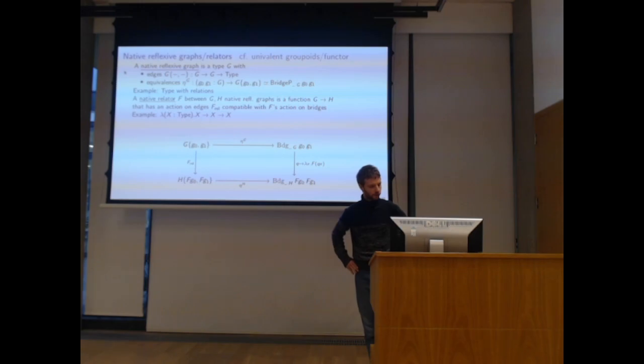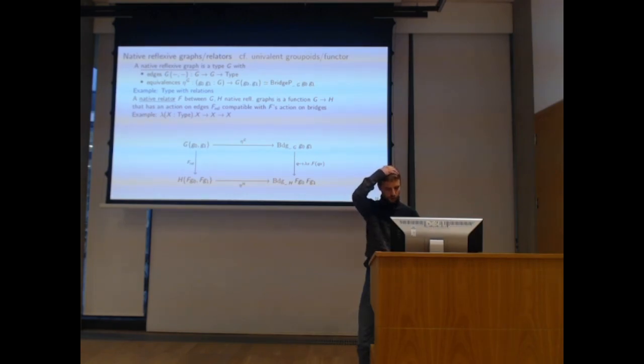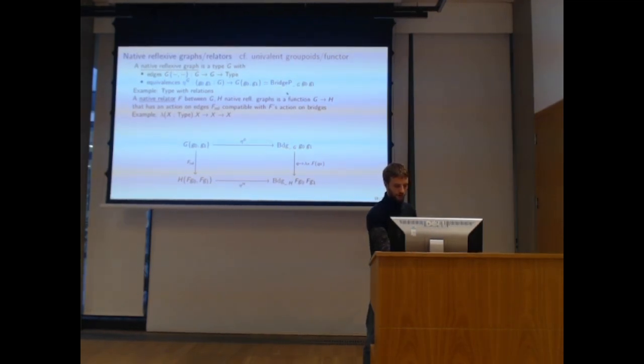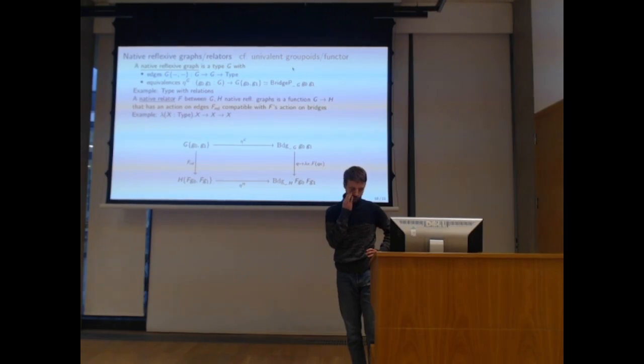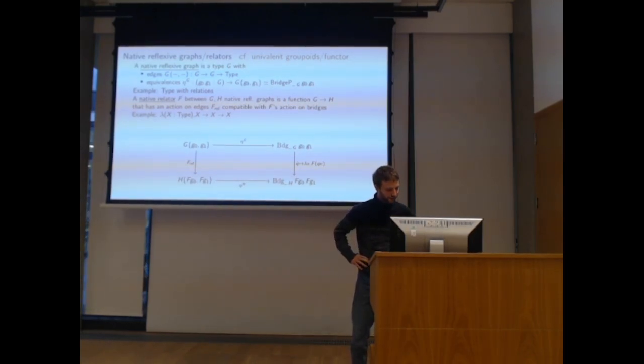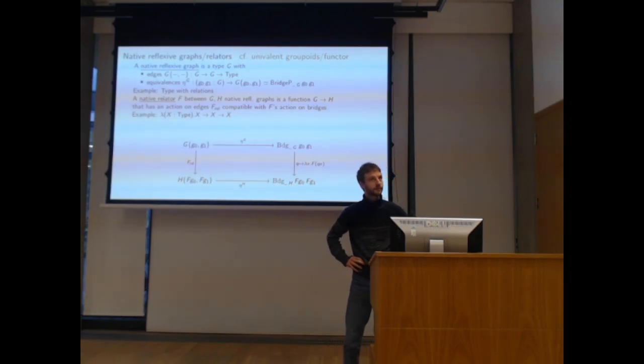So what's a native relator? First, a native reflexive graph. It's a bit like a univalent groupoid, if you wish, but for relations this time, like for bridges. So it's a type G equipped with edges, this is my notation for edges, and also an equivalence between bridges and edges at each G0 and G1 in G. You might say that the type of reflexive graph is equivalent to type, but it keeps track of the mismatch between bridges and relations, so it's actually useful for doing proofs.